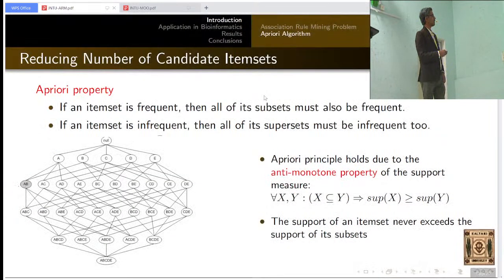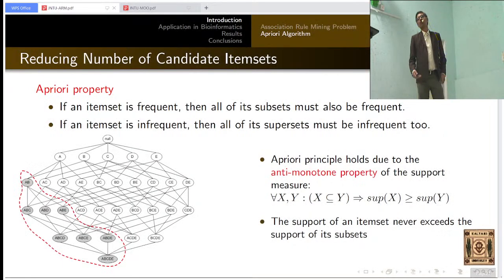So just like this example, if we find that AB is infrequent, then the whole lattice structure which is headed by AB will be discarded. A lot of item sets will be discarded. You don't have to compute their support. You don't have to actually generate them at all.